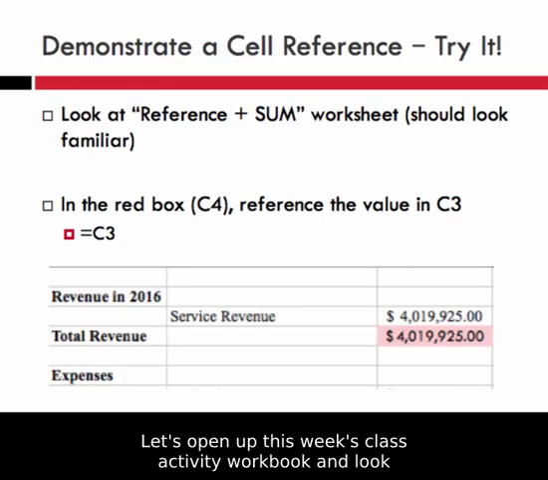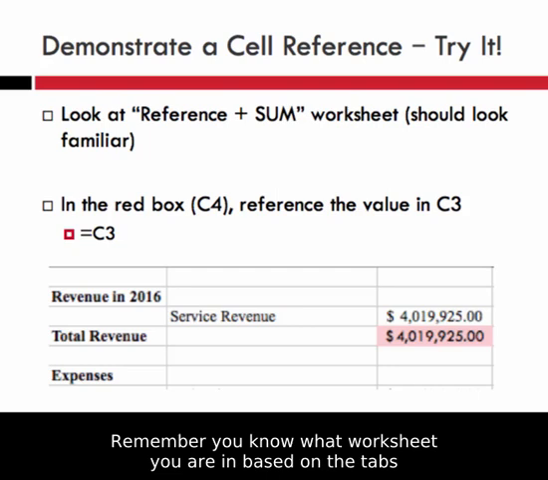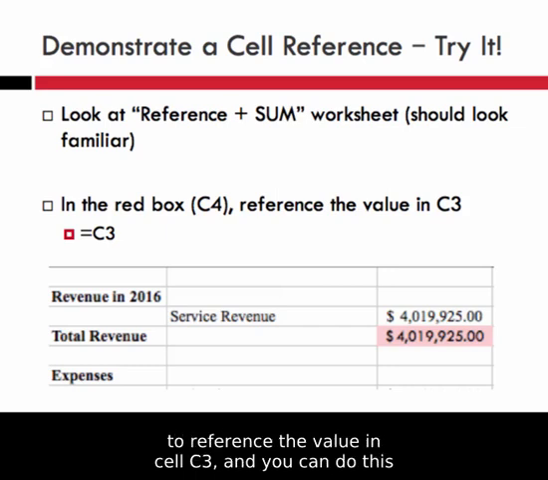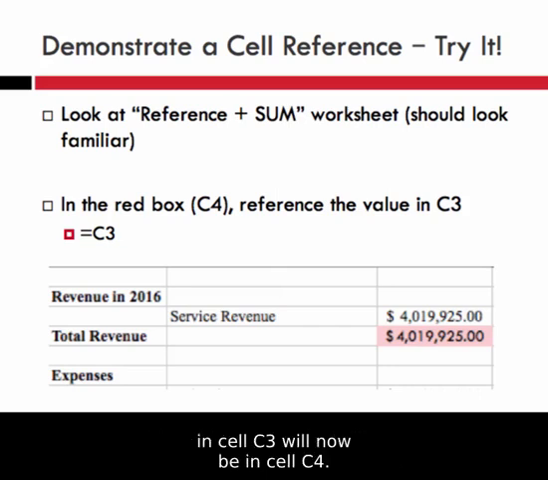Let's open up this week's class activity workbook and look at the worksheet called Reference plus Sum. Remember, you know what worksheet you are in based on the tabs that are labeled at the bottom of the program. Now in this worksheet, you'll notice that there's a box that's red. I would like you to reference the value in cell C3, and you can do this by typing equals C3 in the red box cell. Then hit enter and you'll see that the same number that's in cell C3 will now be in cell C4.